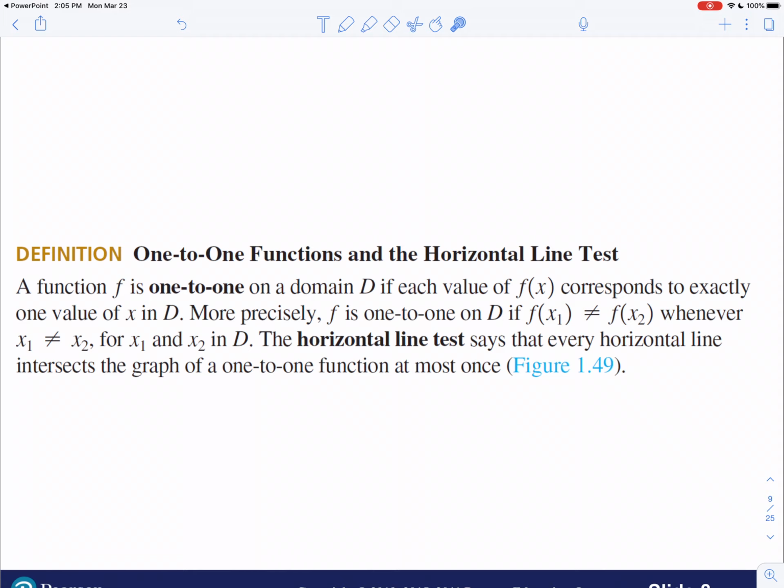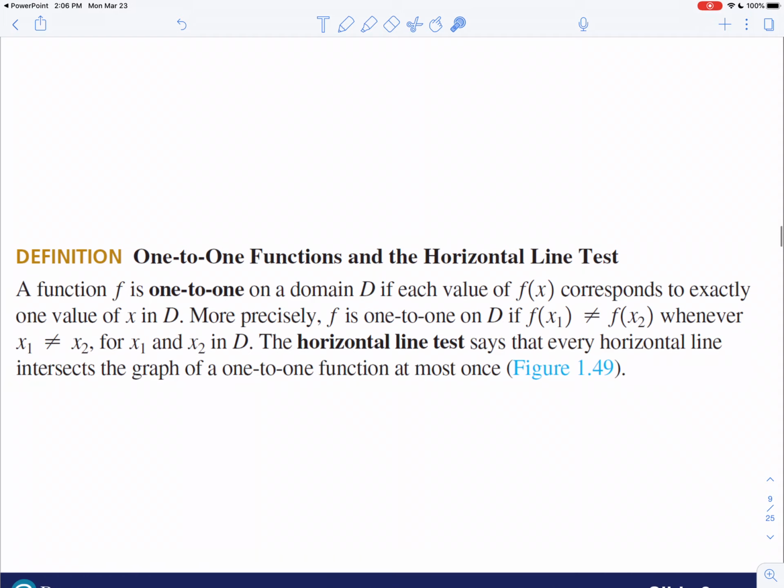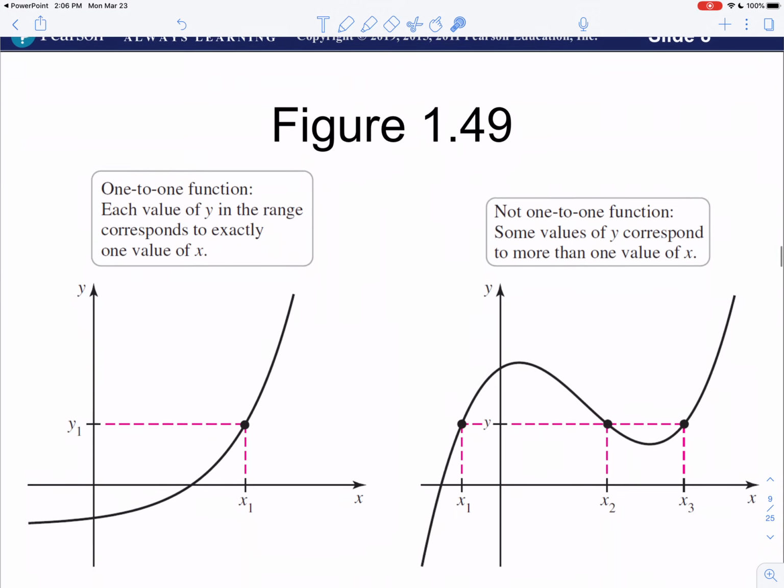So the horizontal line test says that every horizontal line intersects the graph of a one-to-one function at most once, right? If we have a graph, the horizontal line test tells us whether or not a function is one-to-one, and that tells us whether or not the function has an inverse, right?